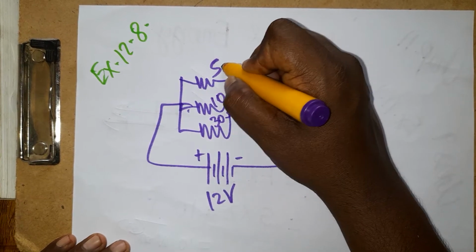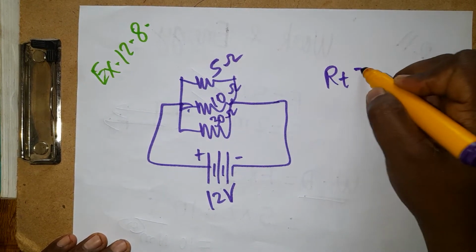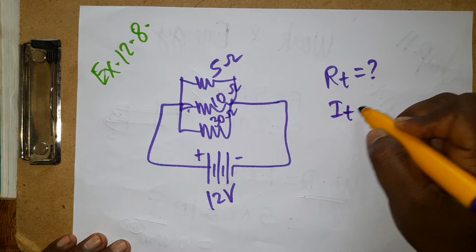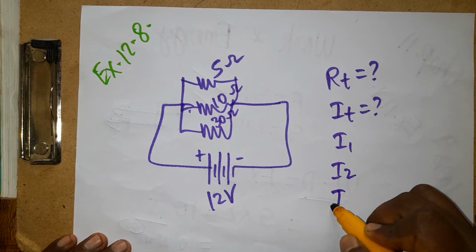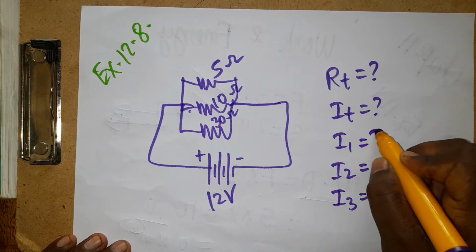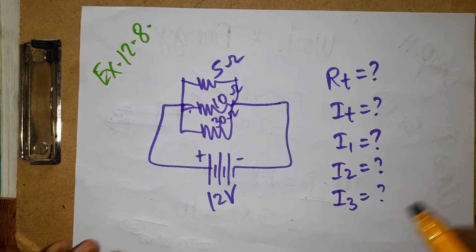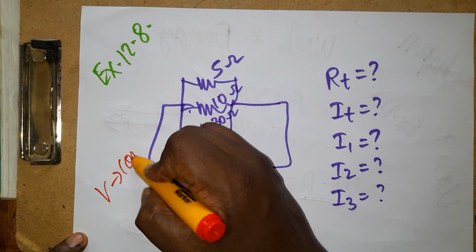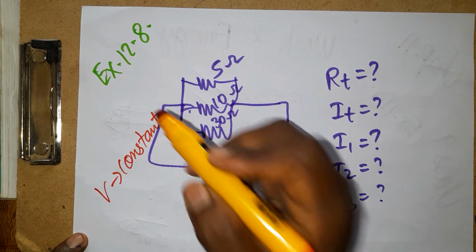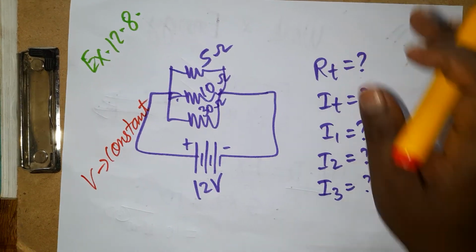Now we are going to find R total, I total, and I1, I2, I3. These are the questions asked here. How to find I1, I2, I3? In parallel, voltage remains constant. That I already told you. In series, current is constant. In parallel, voltage is constant. You definitely need to know this concept, otherwise you are not able to solve the problem.